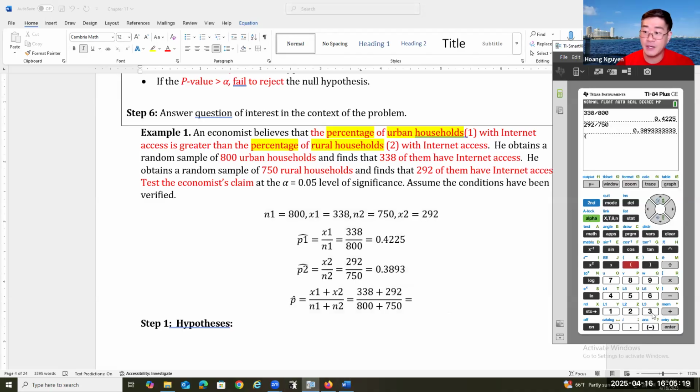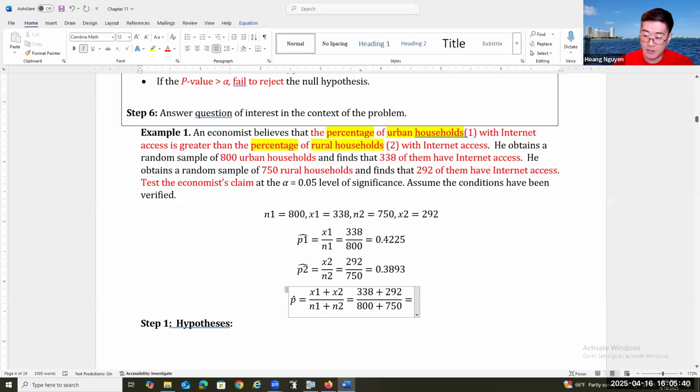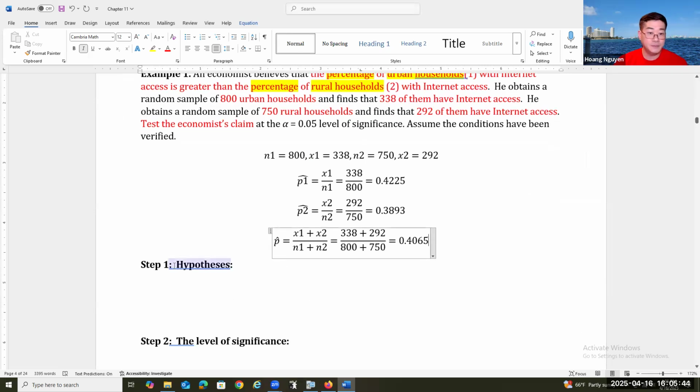So (338 + 292) divided by (800 + 750). So 0.4065, 0.4065. Okay. So that's going to be the calculation that we might need to do in advance to help you get ready for this hypothesis test then.